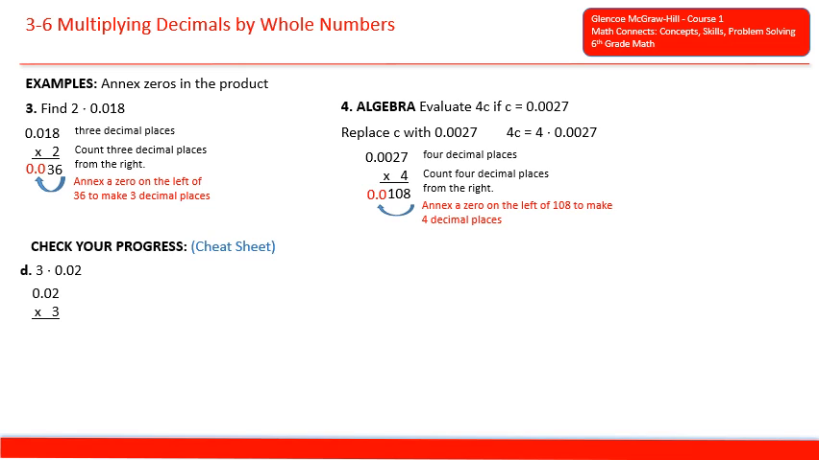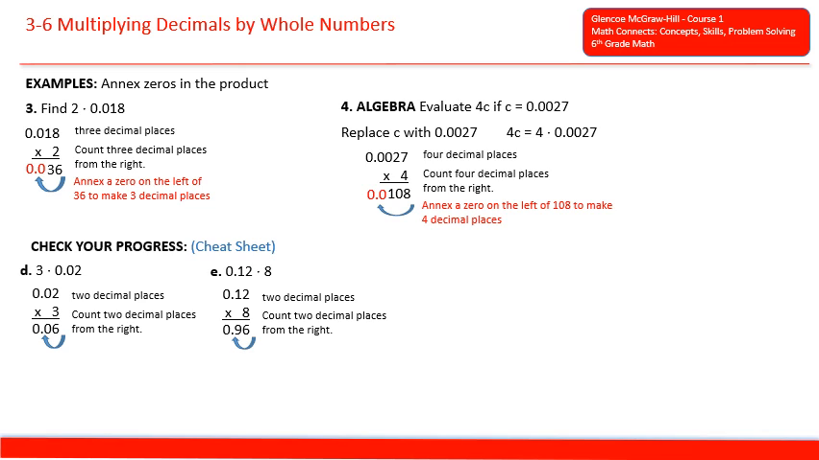Check your progress. 3 times 0.02, and we would get 3 times 2 is 6. But there's 2 decimal places, so we need to annex a 0 to the left of the 6, and that will give us 2 decimal places in the answer as well. So 0.12 times 8, 8 times 12 is 96. There's 2 decimal places in the problem. There's 2 numbers in the answer, so we're all set. We can just put the decimal point before the 9, and we get 0.96.